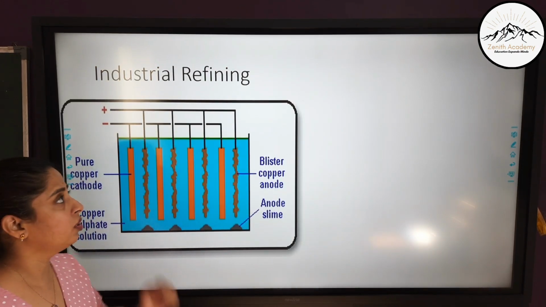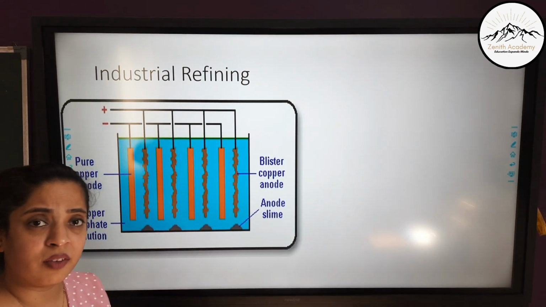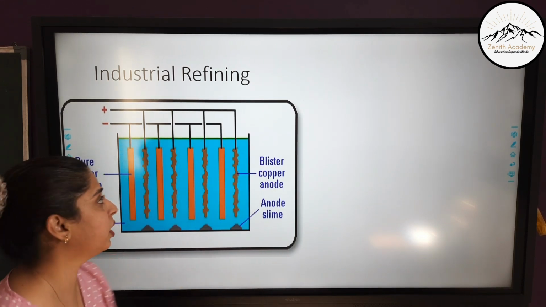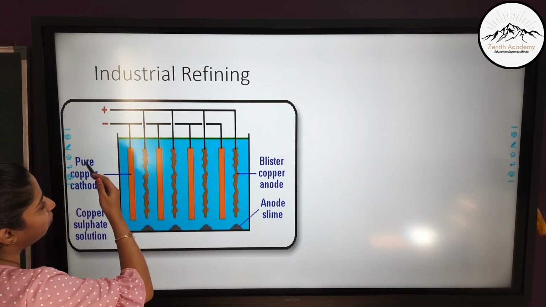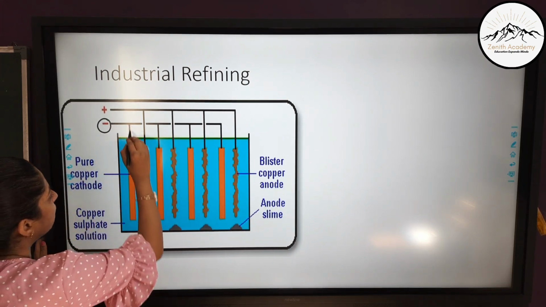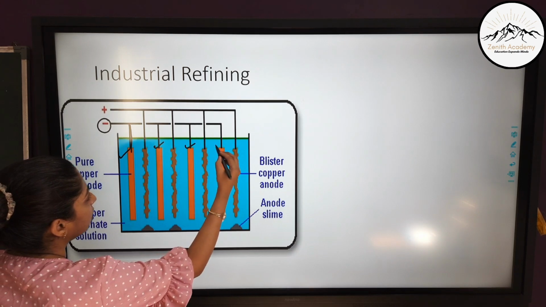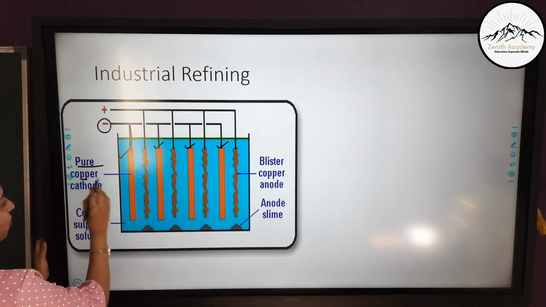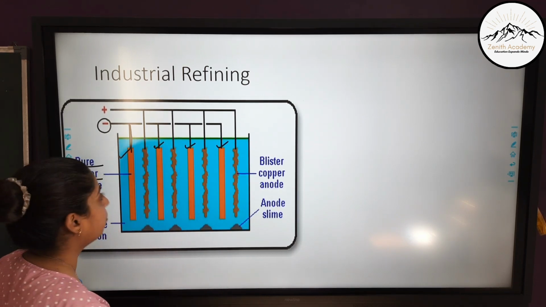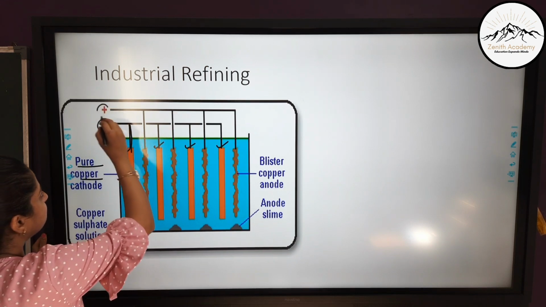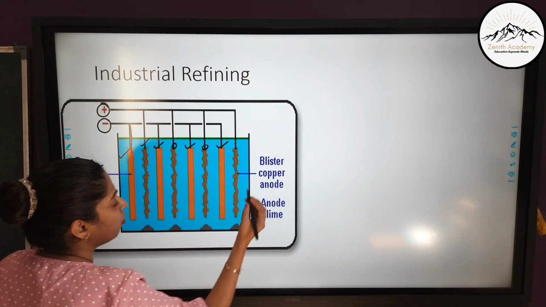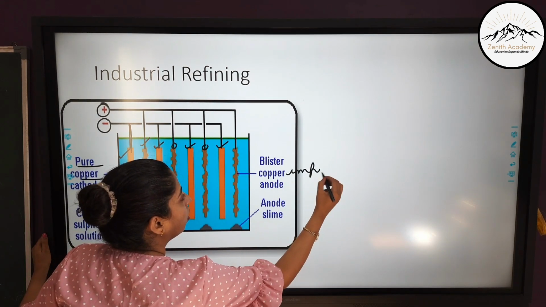Now, if we talk about the refining of copper on an industrial level, we will not do it in one cell, we will not do one rod separately. So what happens here, see here there are parallel plates. This cathode you see, can you see this cathode? These are all pure copper, which has a very high purity, say 99.99% pure copper, and these anodes consist of impure copper.